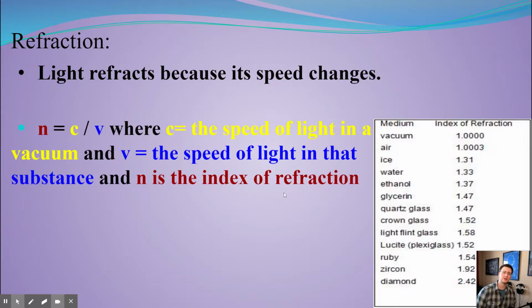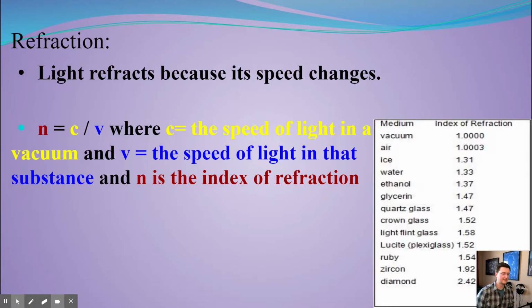We have a general equation for that, shown on your screen: n equals c divided by v. What do all these things mean? The c stands for the speed of light in a vacuum, so completely empty space, where there's nothing to interfere with it. v is the speed of light in that substance, whether it might be water, glass, or whatever that other medium is. And n is the index of refraction.